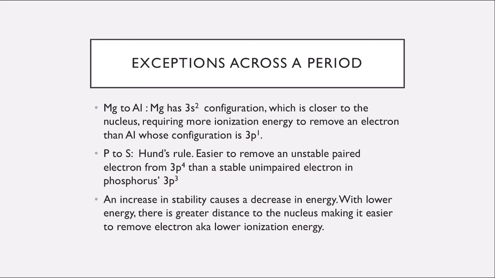Next, across the period again, is phosphorus to sulfur. So phosphorus electron configuration is 3p3 and sulfur's is 3p4. Now, it's easier to remove an electron from 3p4 because of electron-electron repulsion. Electrons are more stable when unpaired or half-filled, as proven by Hund's rule. So an increase in stability means a decrease in energy for the electron, therefore making it further away from the nucleus and easier to remove. So we can state that it's easier to remove paired electrons than unpaired, meaning a lower ionization energy.